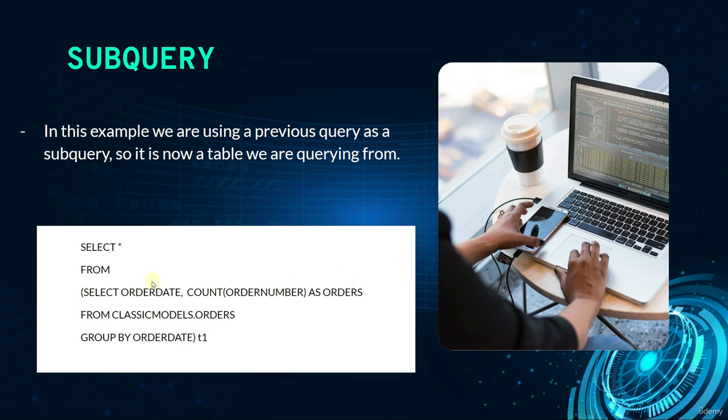Here's an example. You can see I have the order date and a count of order number, which will show the orders. Now we will just show all columns from this table. So let's use this query to calculate the average amount of orders.